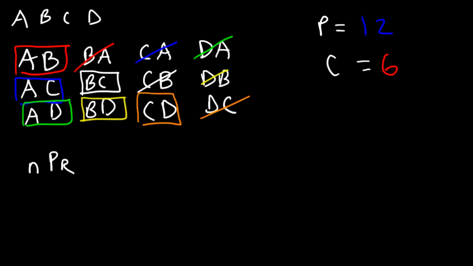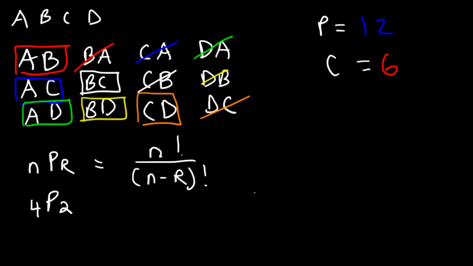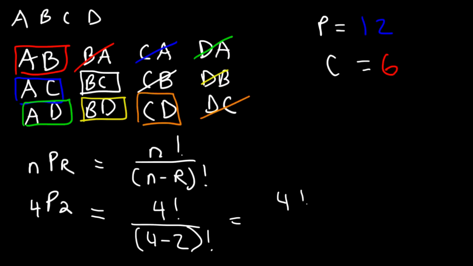Now, there are 4 letters and we're choosing 2. So it's going to be 4P2. We're choosing 2 out of a group of 4. Now the equation nPr is equal to n factorial divided by n minus r factorial. In this case, we can see that n is 4 and r is 2. So n minus r is going to be 4 minus 2. Now 4 minus 2 is 2. So we have 4 factorial divided by 2 factorial.